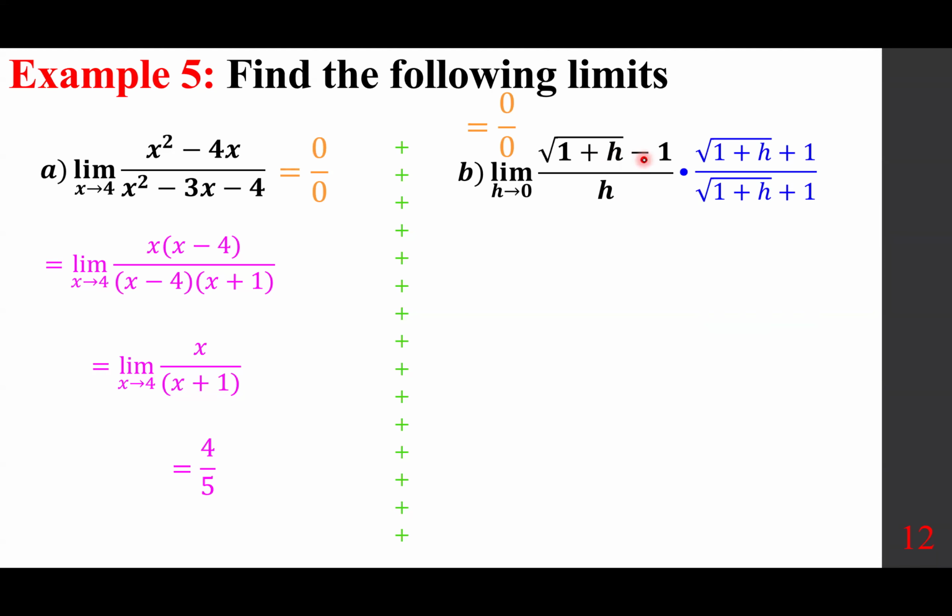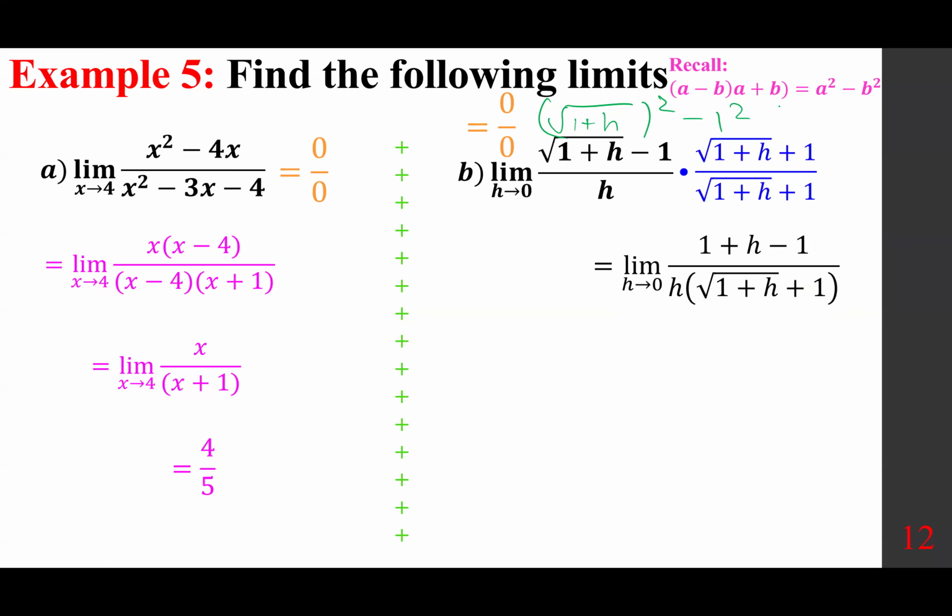And you recall, of course, (a minus b)(a plus b) is a squared minus b squared. And we get square root of 1 plus h, quantity squared, minus 1 squared. We get 1 plus h minus 1. 1 and -1 cancel each other. H goes away. And now if you plug in, this becomes 1 and 1, 2. So the final answer is 1/2.